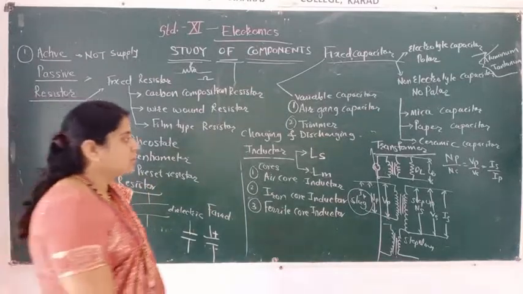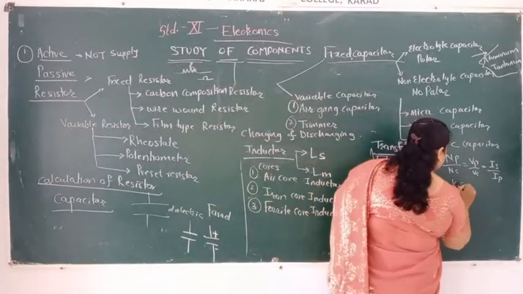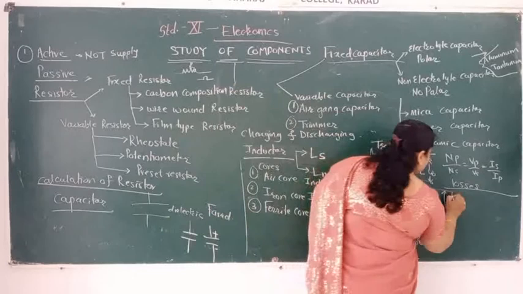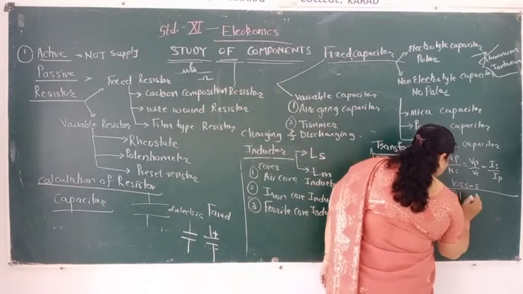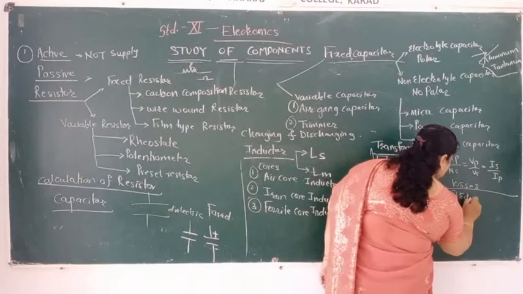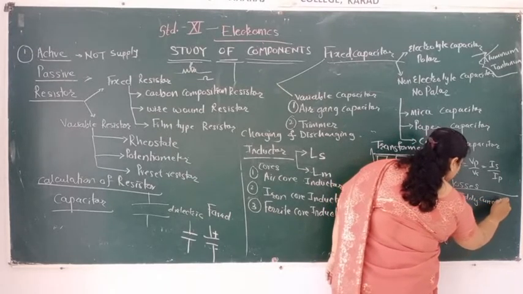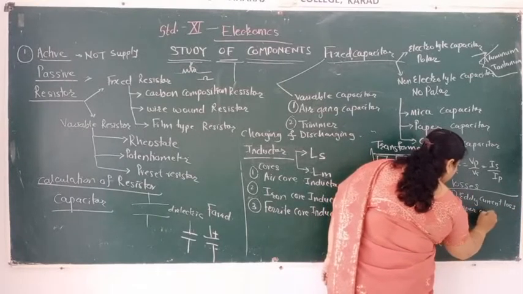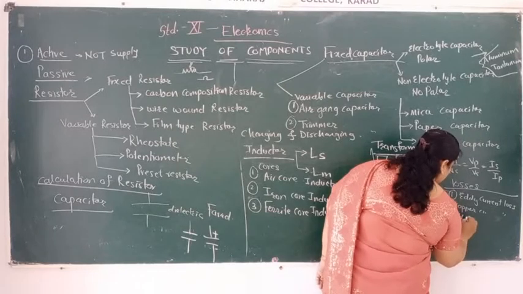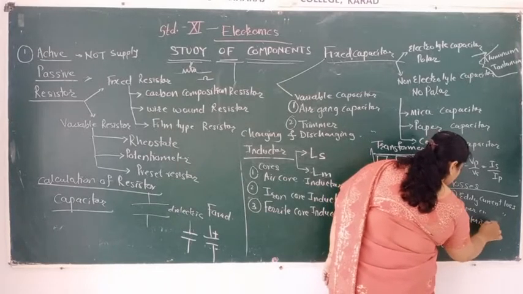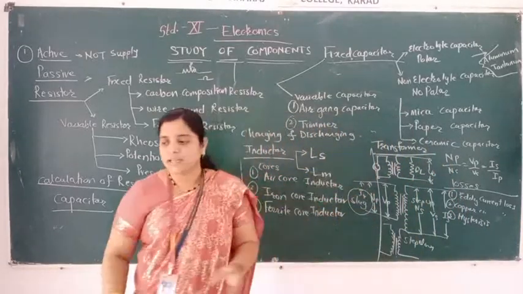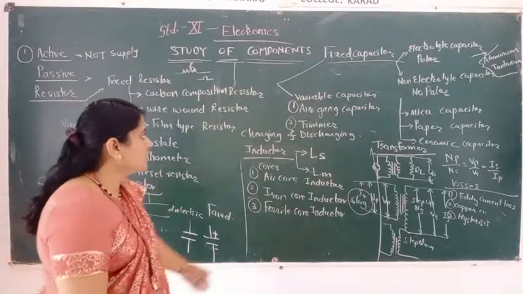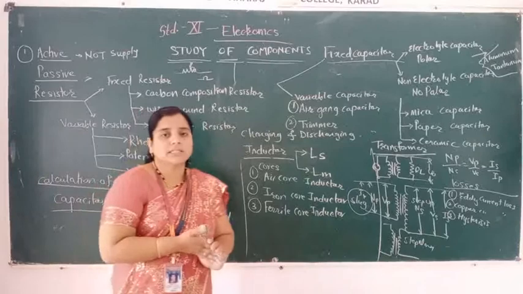Okay, and which losses affect the transformer that we have seen? The first is the eddy current loss, yes, eddy current loss, second is the copper loss, and third is the hysteresis loss. All those losses affect the transformer that we have seen. Okay, so this much is the question set in the study of components part 1.